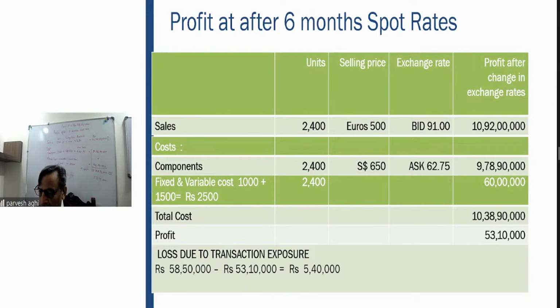Now the variable cost and fixed cost remain the same, which is 60 lakhs in both the cases. So we will calculate the profit. We found that his profit is now 53 lakh 10,000. At the time when he got the orders, he was making a profit of 58 lakh 20,000. So he calculated this will be his profit if he carries out this business. But when he carried out his business and actually received the money, he got only a profit of 53 lakh 10,000, which means that he has lost 5 lakh 40,000 because of the transaction exposure.